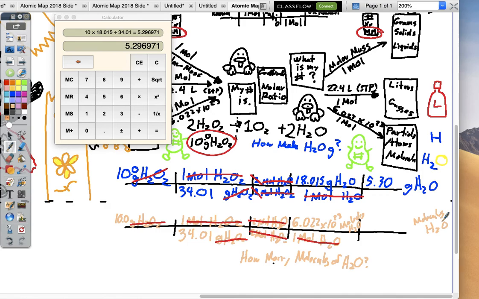We're going to do the math across here. So we have 10 times 6 what? Okay. And then, let's see, then we divide it all by what? 34.01 equals. Okay, now we have 1.77 times 10 to the 23 molecules of H2O.